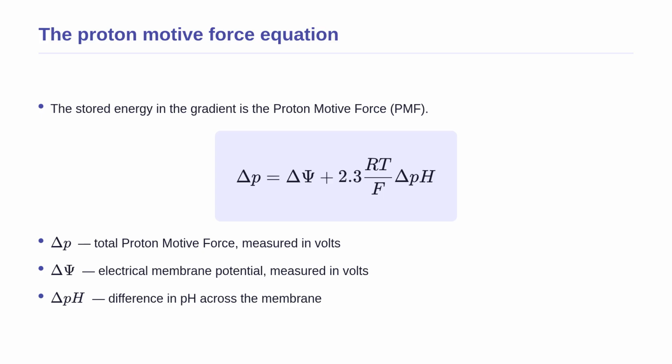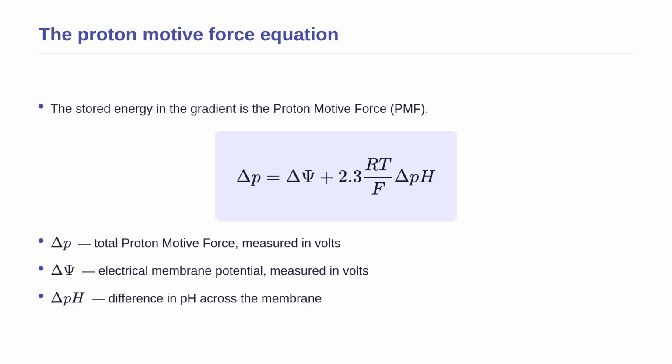Now that we understand the biological machinery, let us look at the mathematics behind it. The energy stored in this proton gradient can be precisely measured. We call this stored energy the proton motive force, or PMF. The formula for the proton motive force beautifully links chemistry to electricity. Let us break down every symbol.